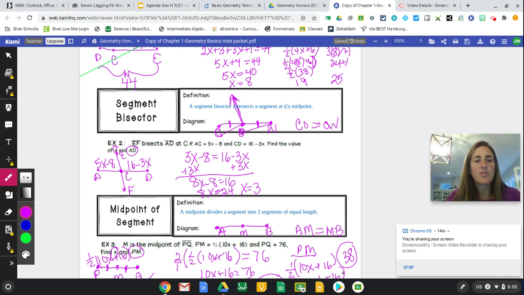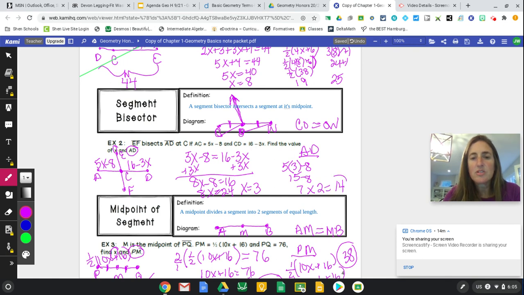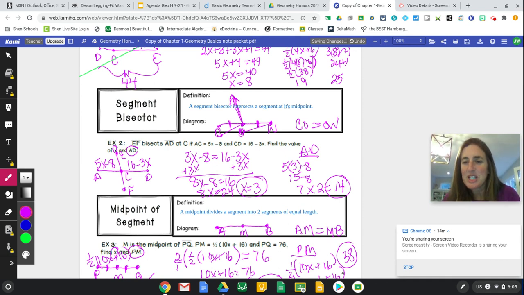But I also need to solve for AD. But remember, each of those two pieces are equal. So if I find the length of one of them and just double it, it will give me the whole segment, AD. So first I'm going to fill it in for AC. And again, it doesn't matter which one you actually fill in. So that's going to be 5 times 3 minus 8. 15 minus 8 is 7. But I need to multiply that by 2 to get the whole length. So my answer is really 14. So x is 3 and AD is 14.